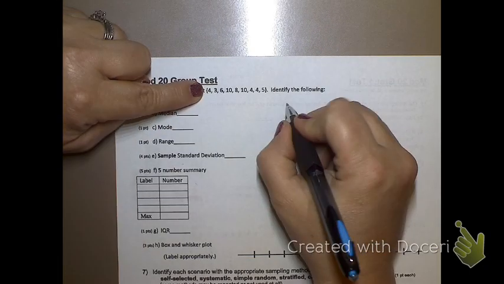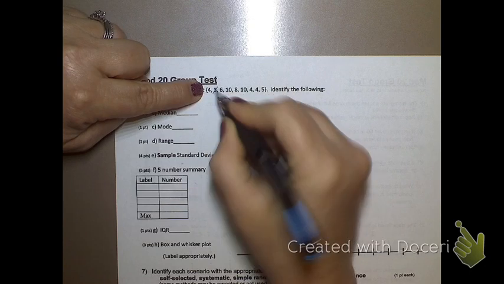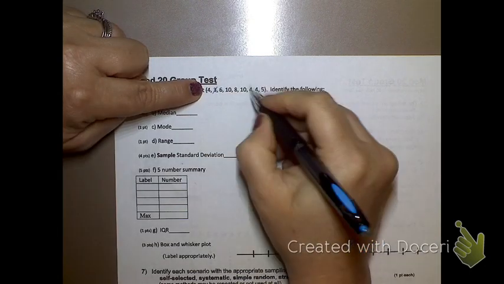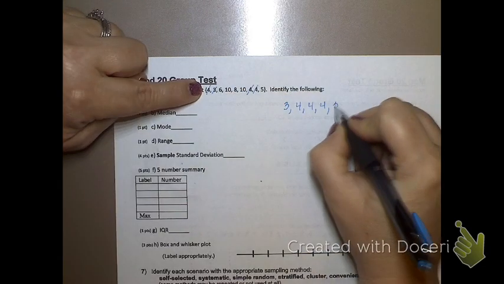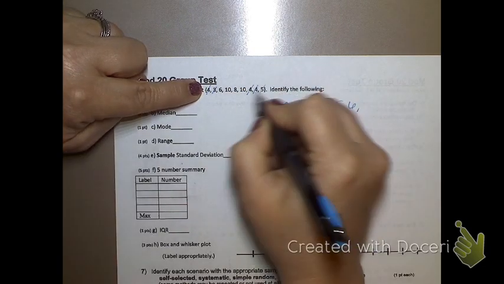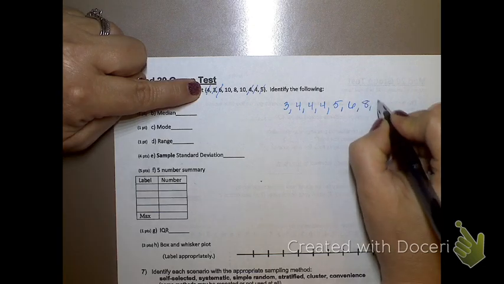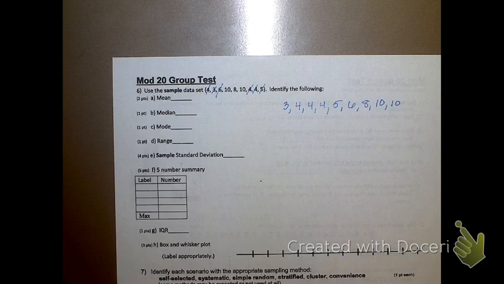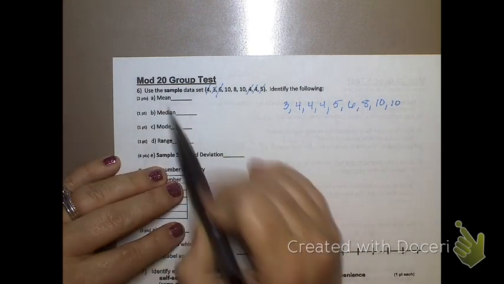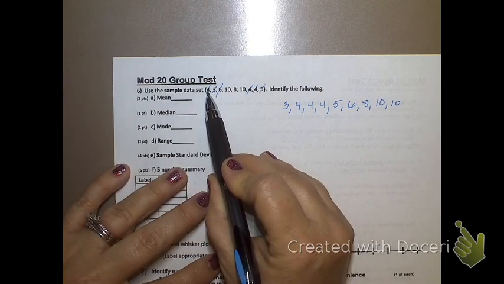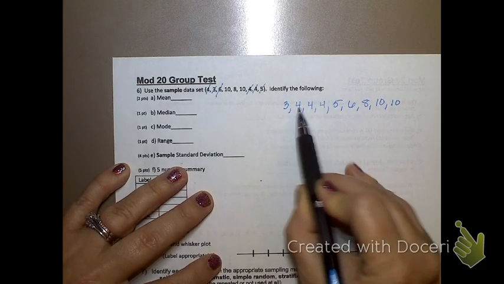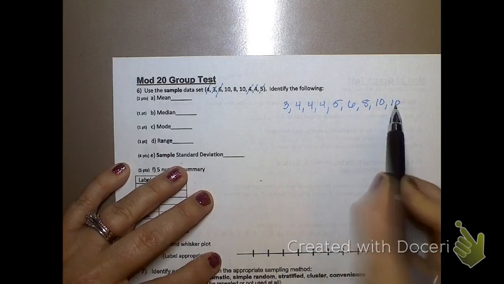So let's see, I have 3, and then what? I have 3 4s. 4, 4. And then 5, 6, 8, 10, 8, 10, 10. Now, I always go back and count my numbers because knowing me, I will forget one and it will screw every piece of information up. 1, 2, 3, 4, 5, 6, 7, 8, 9. 1, 2, 3, 4, 5, 6, 7, 8, 9. All right, got them all.